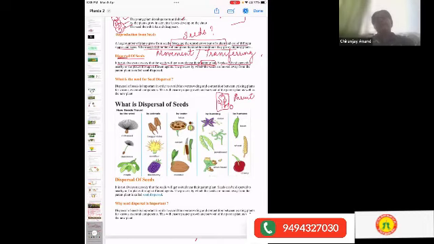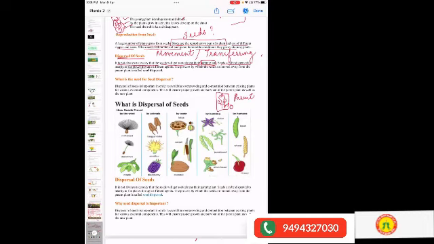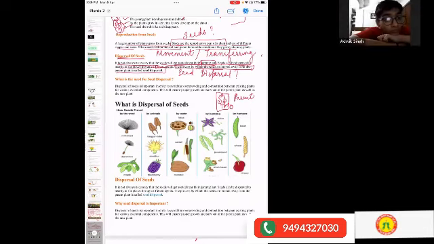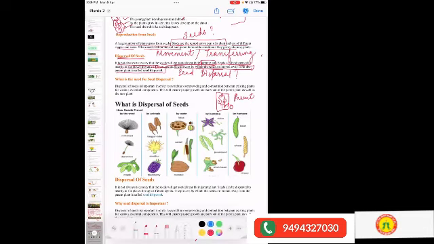Yes, ma'am. So seeds can be dispersed to nearby or far places by different agents. Now, again, a very important question. The process by which the seeds are moved away from the parent plant is called seed dispersal. I ask you the definition of seed dispersal. It should be: the process by which the seeds are moved away from the parent plant. Fine. So the boxes, children, which I am circling, those you need to learn. That is why I am writing at the same time.